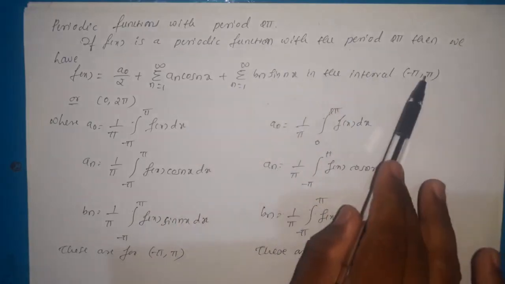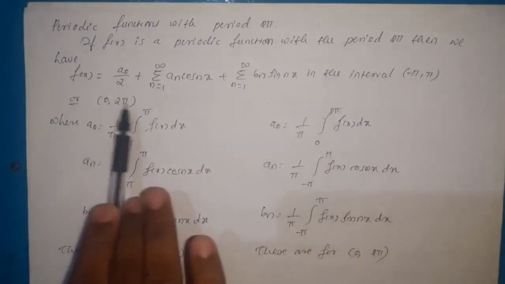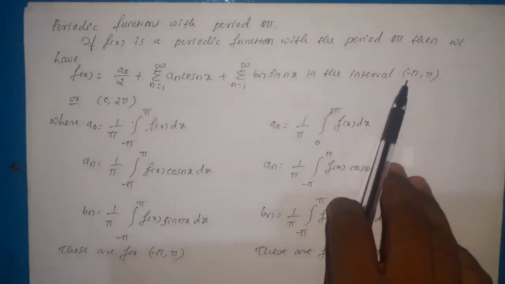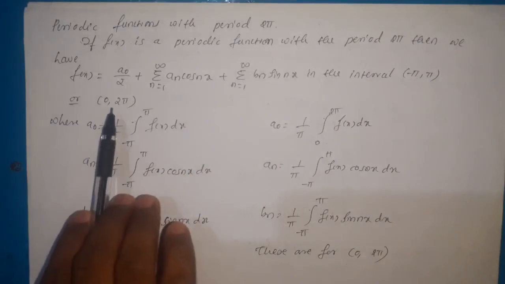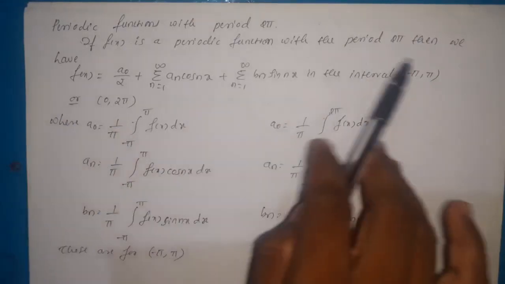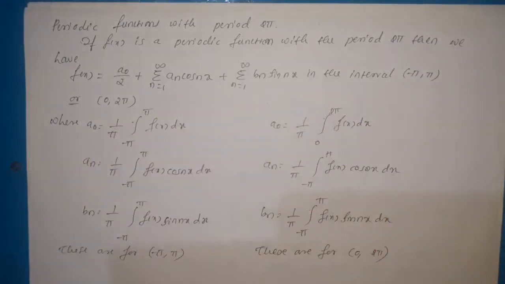In the interval it may be minus pi to pi or 0 to 2 pi, because both the intervals are having the same period. Period means the length of the interval. So here upper limit minus lower limit is 2 pi, and here upper limit 2 pi minus 0 is also 2 pi, which means these two intervals are giving the same period 2 pi. So therefore here we can take two intervals, minus pi to pi and 0 to 2 pi, which are having the same period.